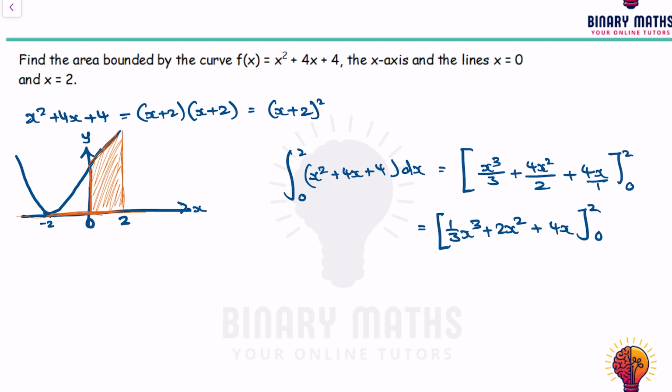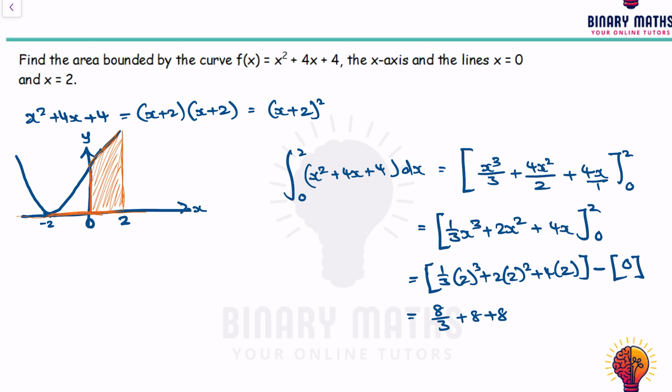When we simplify this, we get a third x cubed plus 2x squared plus 4x between 2 and 0. Now I need to substitute in first 2: a third times 2 cubed plus 2 times 2 squared plus 4 times 2. If I substitute 0 into the whole expression, I get 0, so I'm not going to write that all out. A third times 2 cubed is 8 over 3. 2 times 2 squared is 8. 4 times 2 is 8. That gives me 56 over 3 when I put this in my calculator.